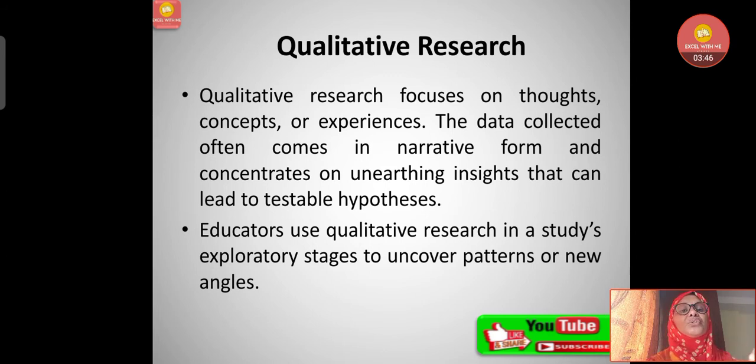Now, educators use qualitative research in a study's exploratory stages to uncover patterns or new angles. Obviously, in previous classes, we have understood the different types of research, like exploratory, explanatory and so on. So what does qualitative research recommend? Exploratory stages, to uncover the different angles of the study. Educators use this qualitative research.